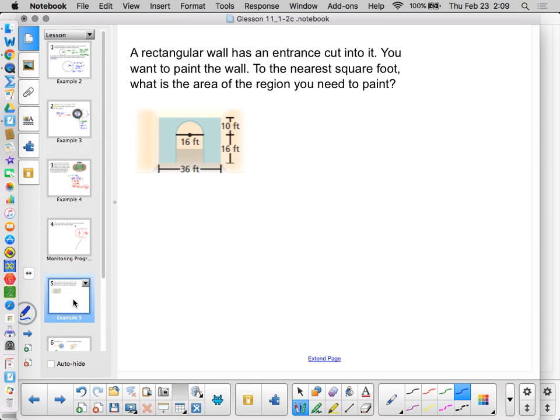Here's an interesting area one. It says a rectangular wall has an entrance cut into it. You want to paint the wall to the nearest square foot. What is the area of the region you need to paint? So what we have here, the blue wall, that's what we're going to paint. I'm going to find the area of the wall, which the dimensions here are 26 feet by 36 feet. So if I did the whole wall, okay, that's 26 by 36. That's 936 square feet. But I have to subtract from that the doorway.